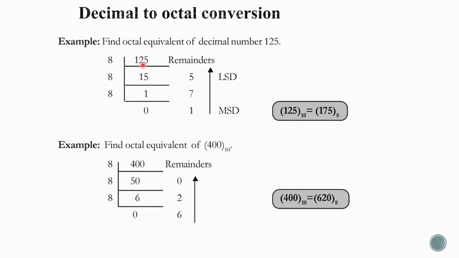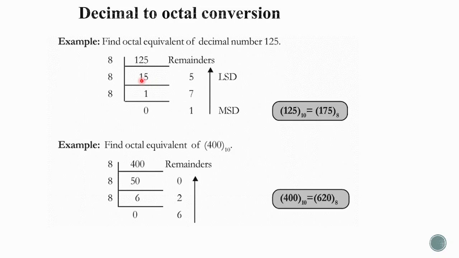The number 125 is the decimal number. We are going to convert this into octal. The first step is to divide it by 8. When we divide 125 by 8, we will get 15 as the answer, and the remainder will be 5.